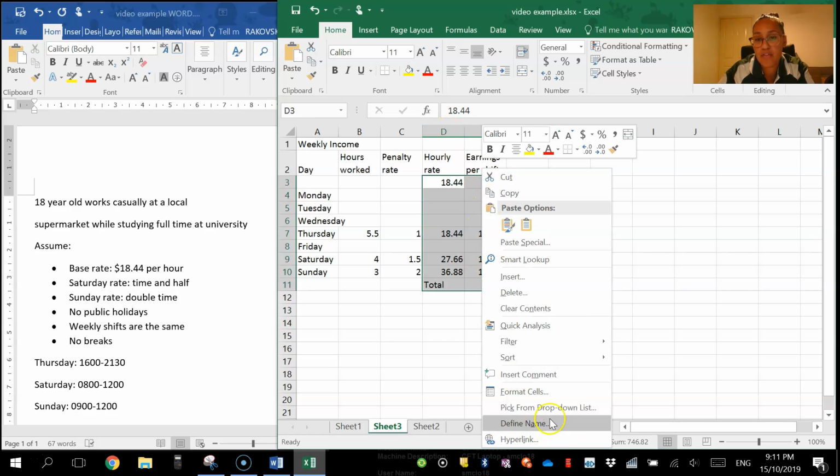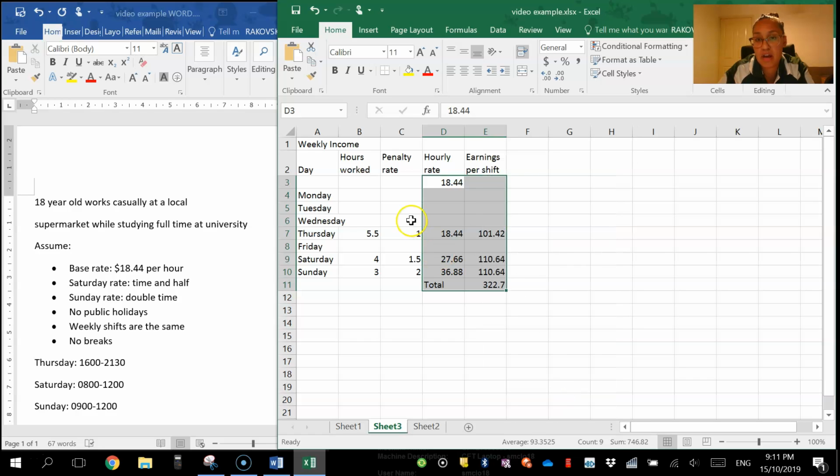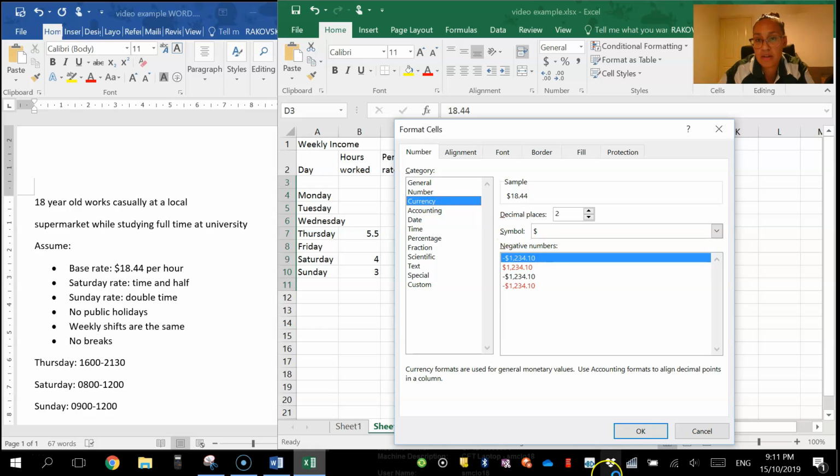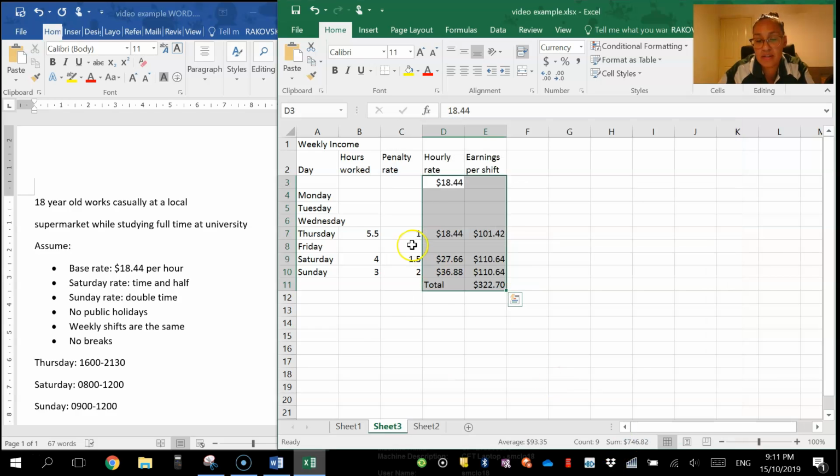So what we can do here is take these two columns, right click and format them so that they are in currency. There we go, and two decimal places, and there we are. So it looks like the appropriate units. And that is working out your weekly income.